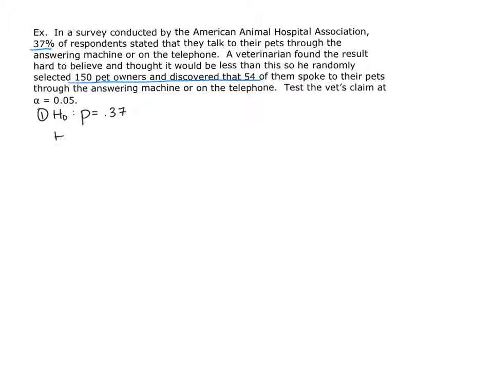Our alternative is P is going to be less than, if we look at our statement, the veterinarian believes that it would be less than this. So it's going to be P is less than 0.37. Step 2, stating our level of significance, alpha equals 0.05. Step 3, we calculate our test statistic.